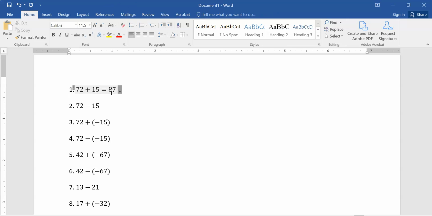Typed in a weird thing there, sorry. 72 minus 15 is equal to 57. 72 plus a negative 15, so we're adding a negative. That's the same thing as subtracting. Adding a negative is the same thing as subtracting for the exact same reason we talked about earlier about subtracting a negative. So 72 plus negative 15 is once again 57. And then 72 minus a negative 15 is equal to 87.